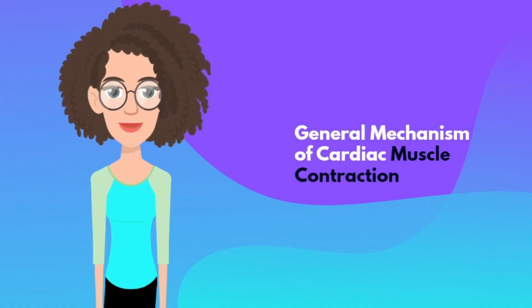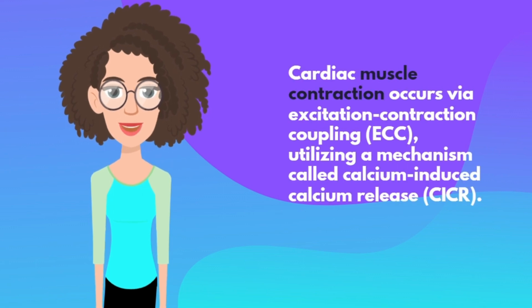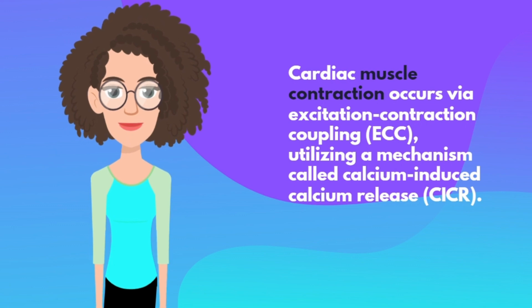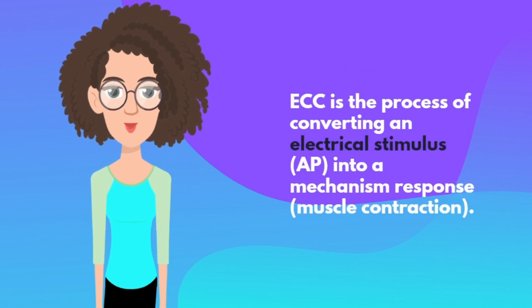General mechanism of cardiac muscle contraction. Cardiac muscle contraction occurs via excitation-contraction coupling, ECC, utilizing a mechanism called calcium-induced calcium release, CICR. ECC is the process of converting an electrical stimulus, AP, into a mechanical response, muscle contraction.